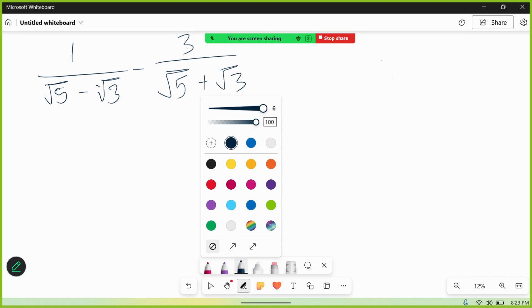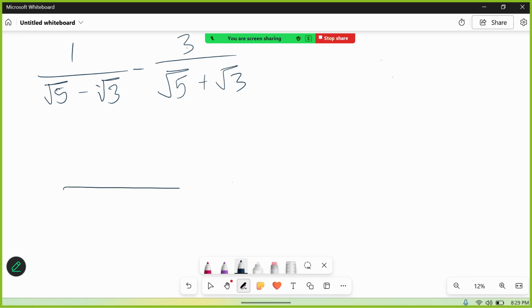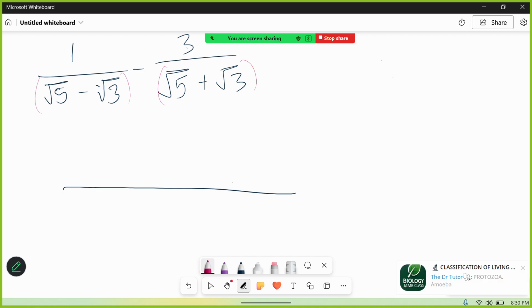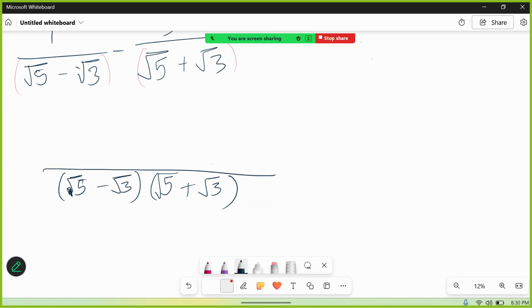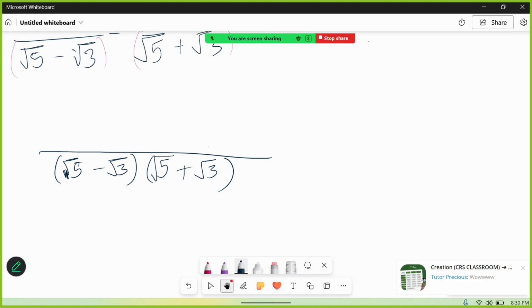LCM means that you draw the base. This is factor 1, factor 2. Multiply them together. So once you multiply them together, see what you have: root 5 minus root 3, root 5 plus root 3. Now you'll be doing it with me. Now I'll just show you one step.